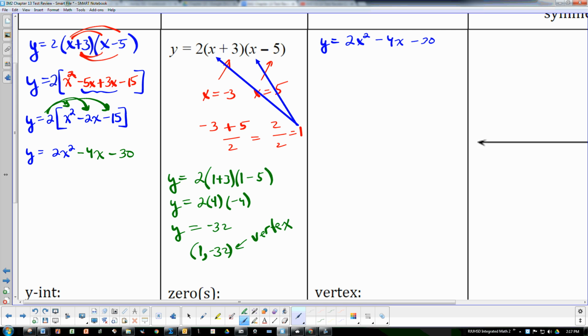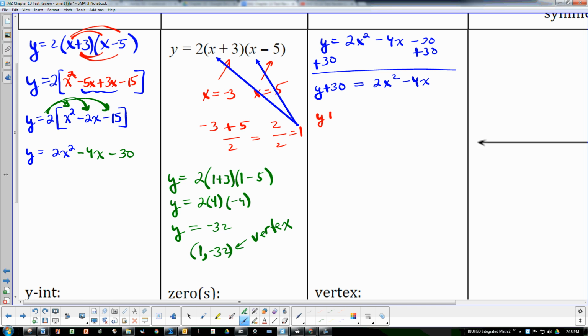You can complete the square, and it's probably worth my time right now just to complete the square on this to show you. So I'm going to add 30 to both sides. I have y plus 30 is equal to 2x squared minus 4x. Now I cannot just divide the 4 in half and then square it because this needs to be a 1. So I'm going to factor out a 2. Remember, that's your dilation factor, so you don't want to just lose it.